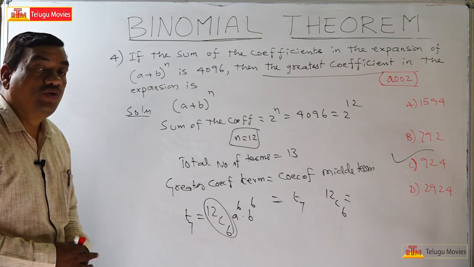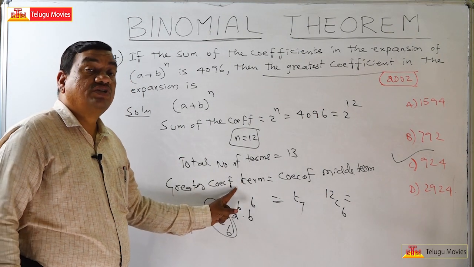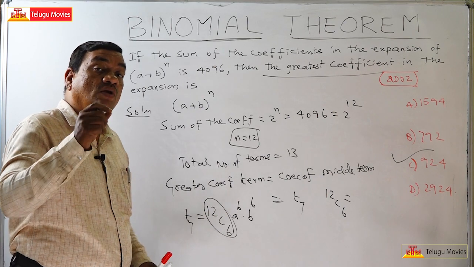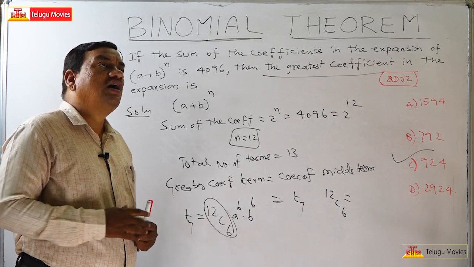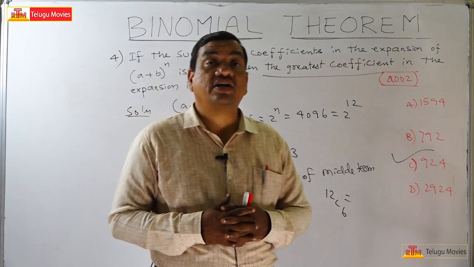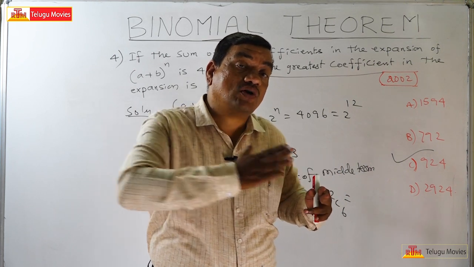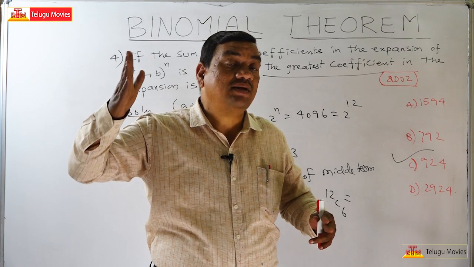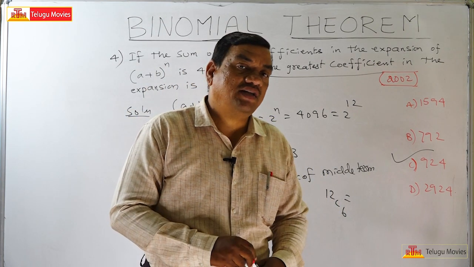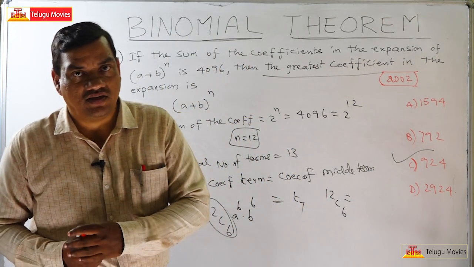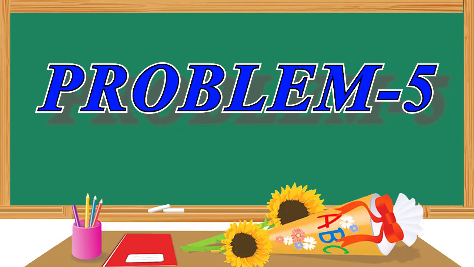So from this problem, what you have to remember is that the greatest coefficient term is nothing but the middle term. The middle term will have the greatest coefficient. If you see the Pascal triangle, the coefficients start from 1, the first term coefficient is 1, they go on increasing, and from the middle term, the coefficients go on decreasing. I have explained this in the theory, let us see that theory. I hope that you enjoyed this problem. So let us go to the next problem.